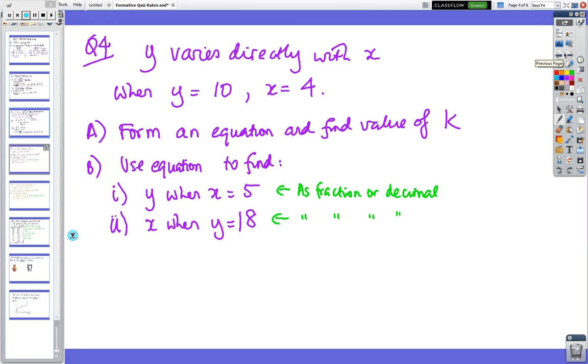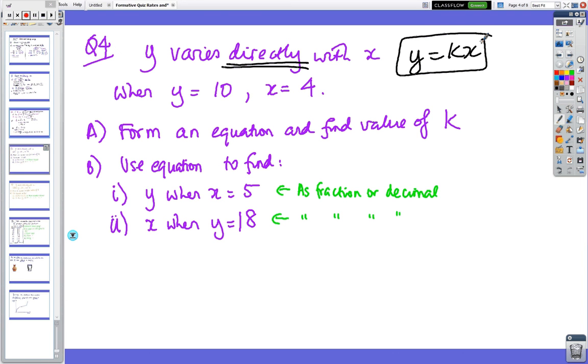Okay, so now I've got some questions that are direct variation, but we have to find the formula. Just remember, when you have direct variation, you've got y equals kx. So that's the direct variation formula. Have a go at that question, and when you're ready, come back live.